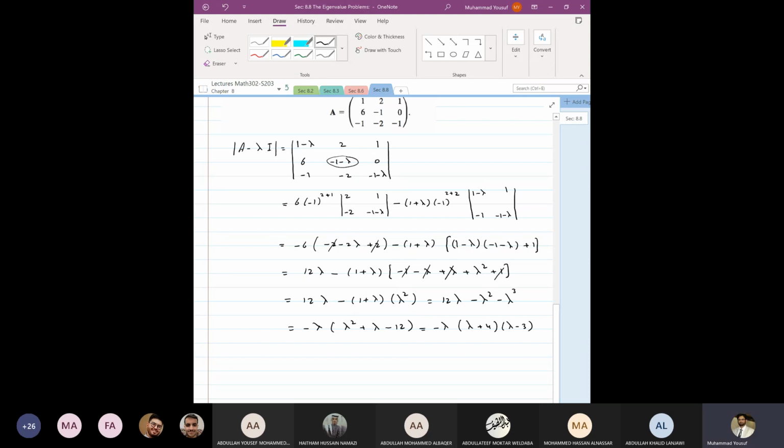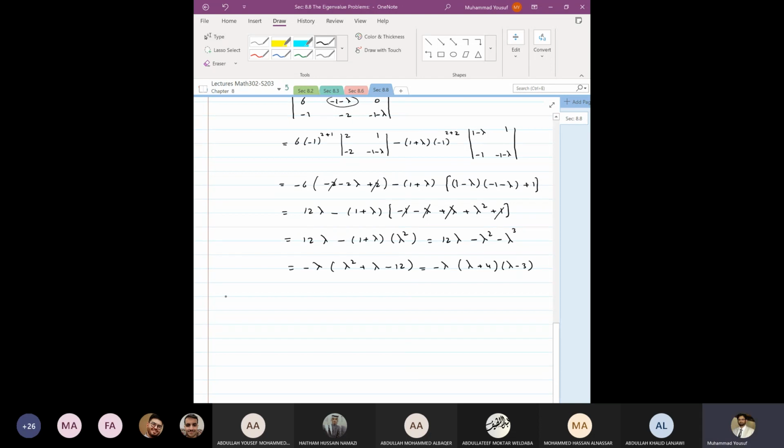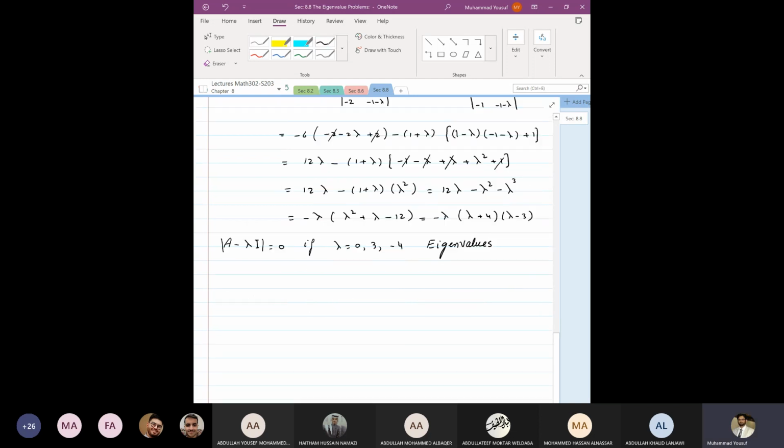So this is A minus lambda I after simplification. So the determinant of A minus lambda I is 0 if lambda is 0 or 3 or negative 4. So these are the three eigenvalues. Now we need to find eigenvectors.